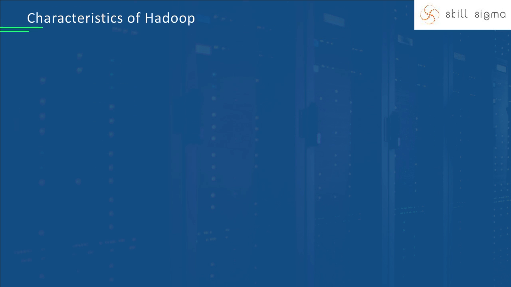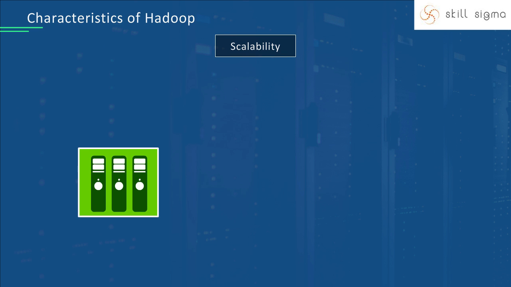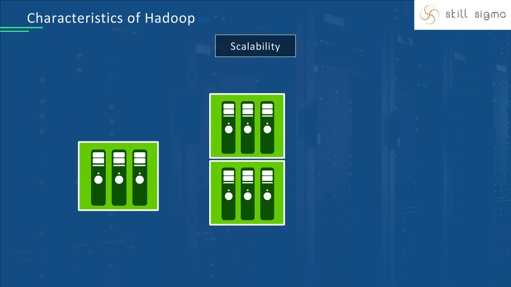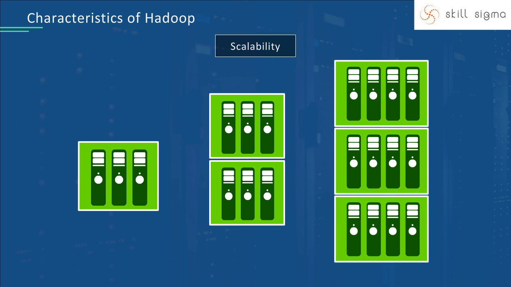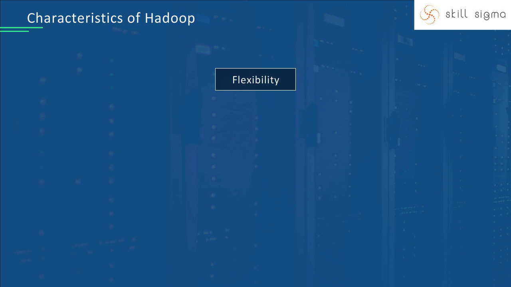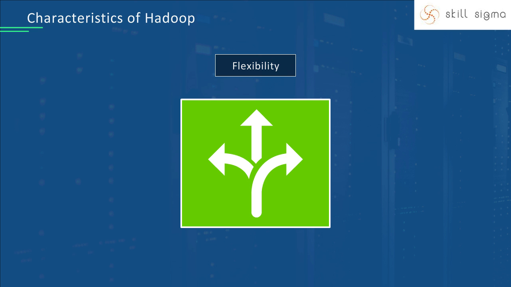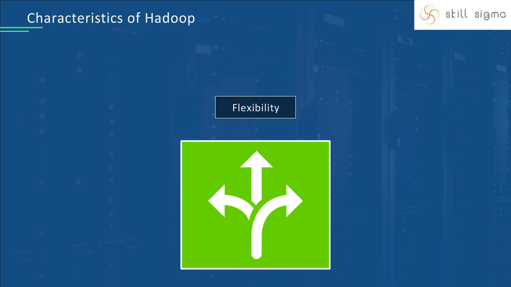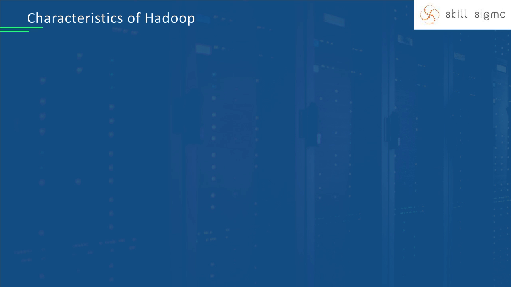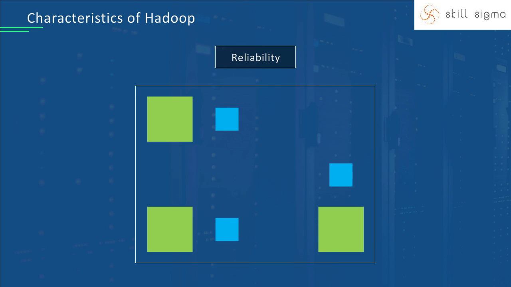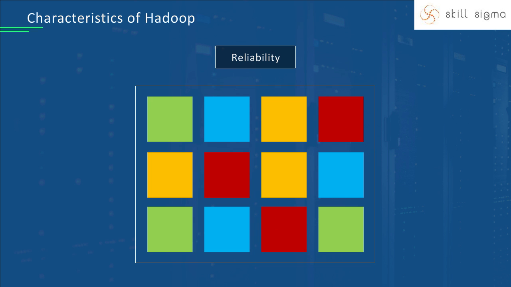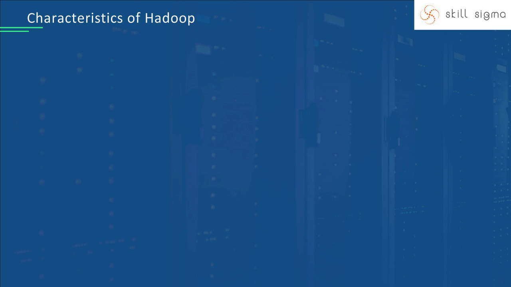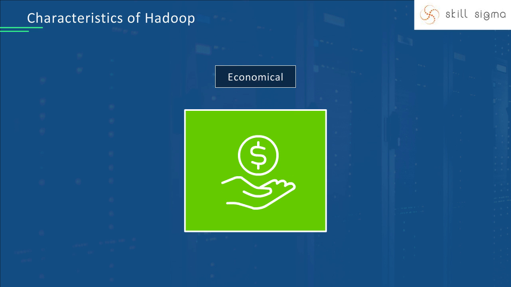Let's discuss the characteristics of Hadoop. First is scalability. Hadoop is scalable, that is, it can follow both vertical and horizontal scaling. Its flexibility allows the user to store huge data for later use. Let's discuss the characteristics of Hadoop. Hadoop is reliable. It stores copies of the data on different machines, and is resistant to hardware failure. Finally, by using ordinary computers for data processing, it can help reduce costs.